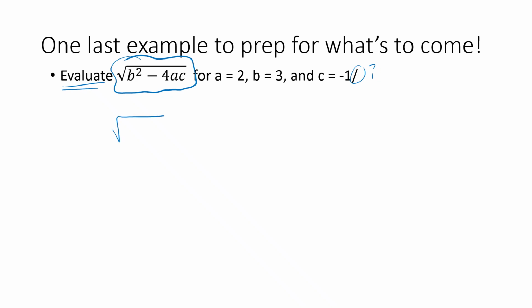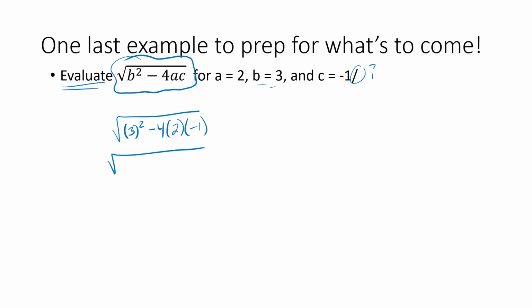So we've got our square root. We've got b squared. B is 3. Now, I am going to put the b in parentheses, and I do have a reason for doing that. It's because if your b is negative, you will want it in parentheses. A is equal to 2, and c is equal to -1.